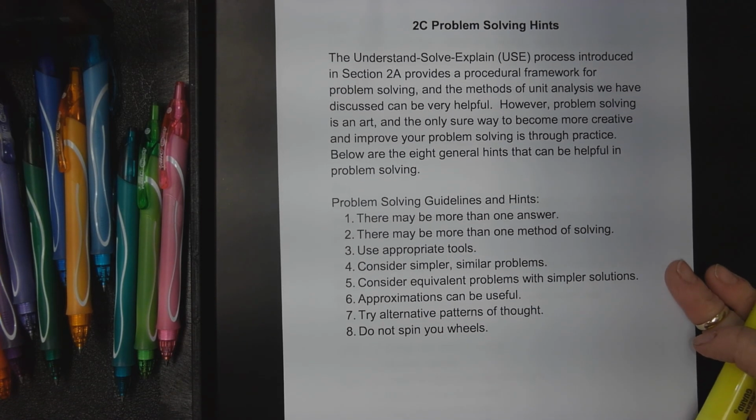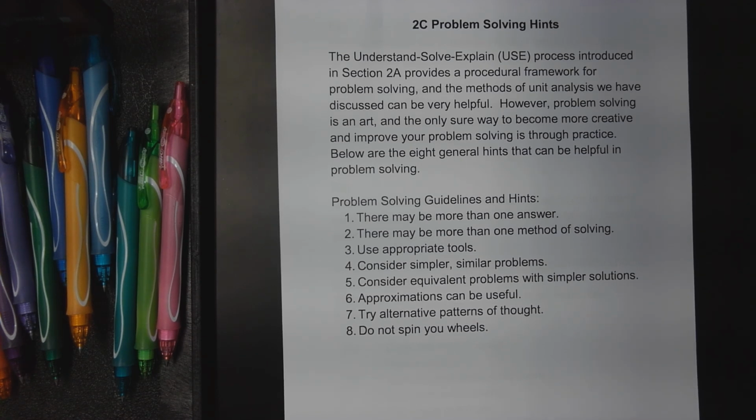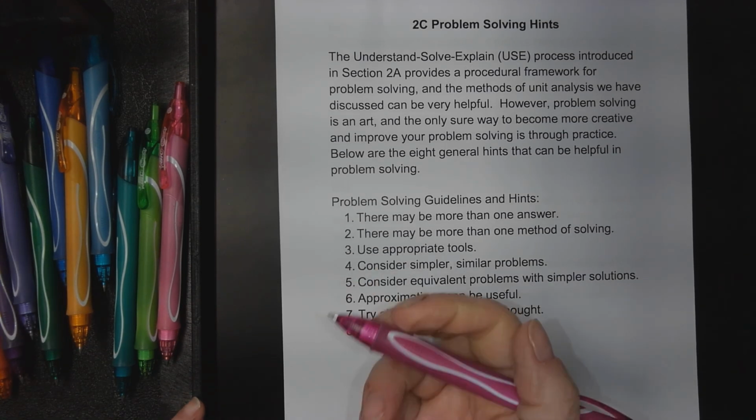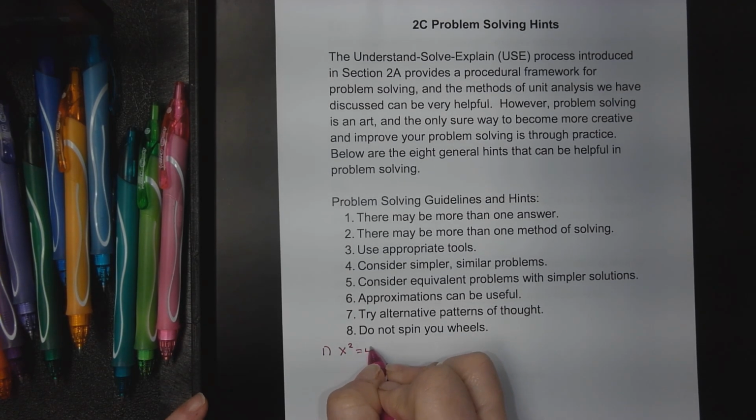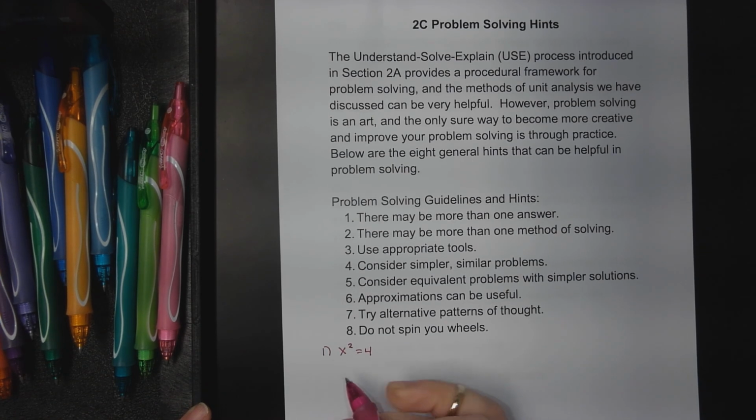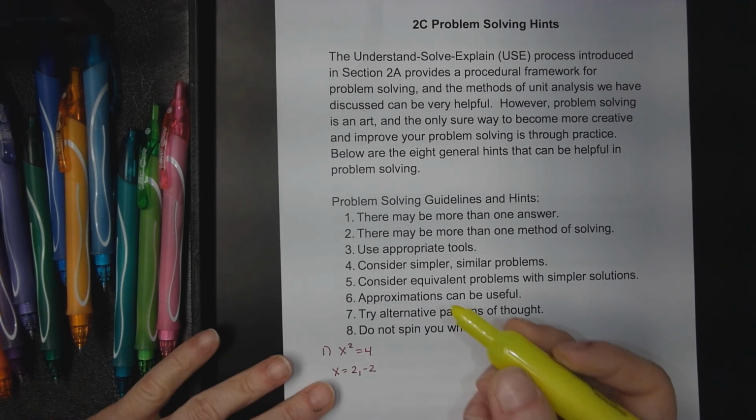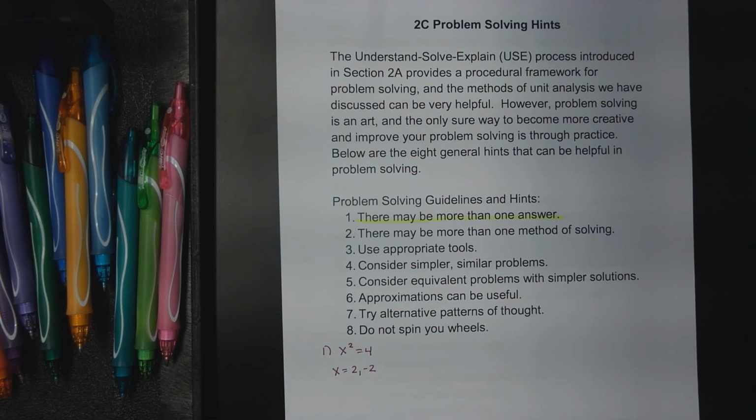Problem solving guidelines and hints. There may be more than one answer. Okay? Let's look at how that could be true. So if you have, this is for number 1, like if you have x squared is 4. Well, the answer to this can be x can equal 2 or negative 2. Right? If you square a negative 2, it can become 4. If you square 2, it can be 4. So, there you go. There may be more than one answer. Know that sometimes. Not always, but sometimes.